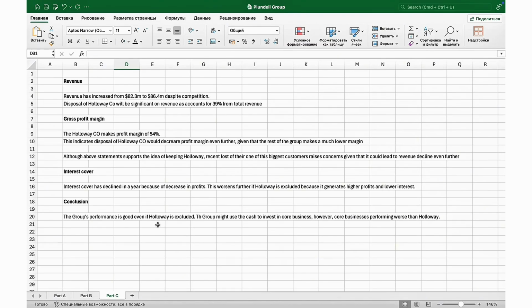In this question, it was asked to comment on changes considering disposal. You should make sure to mention Holloway's performance and what the group's overall performance would be without Holloway's performance. And also at the end, try to add a conclusion of what all of those assessments would mean.